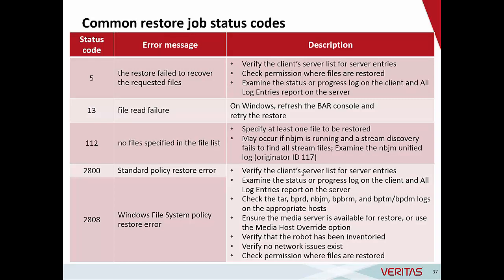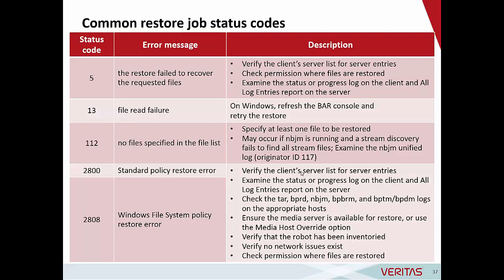Here are some common restore status codes. The status code 5 is the restore failed to recover the requested files. As we were discussing previously, permissions is oftentimes the case here. Verify the client's server list, and if you're doing a user-directed restore, make sure the user account has the proper permissions to restore the data. There are a lot of things in NetBackup that used to result in a status code 5 that now have distinct error codes associated with them, so this is a little less broad than it used to be.